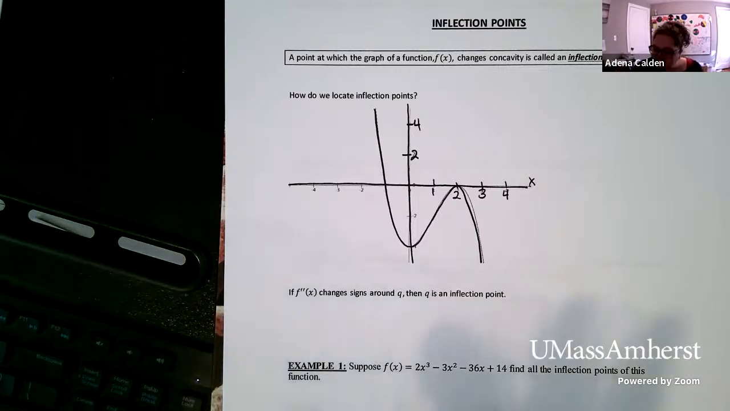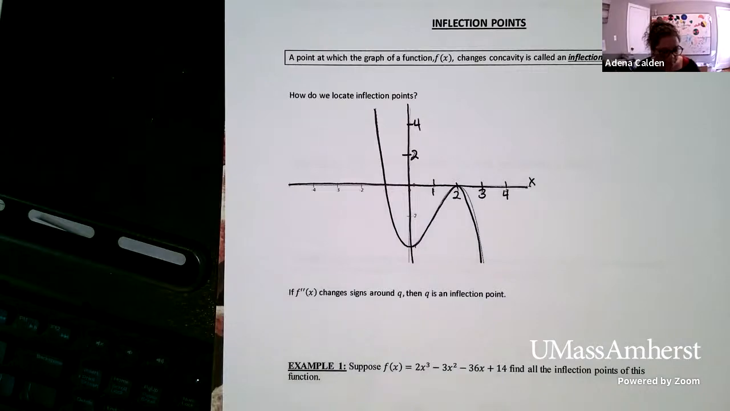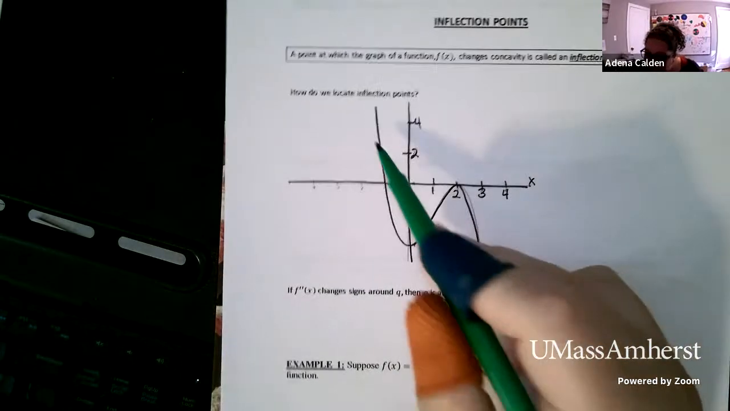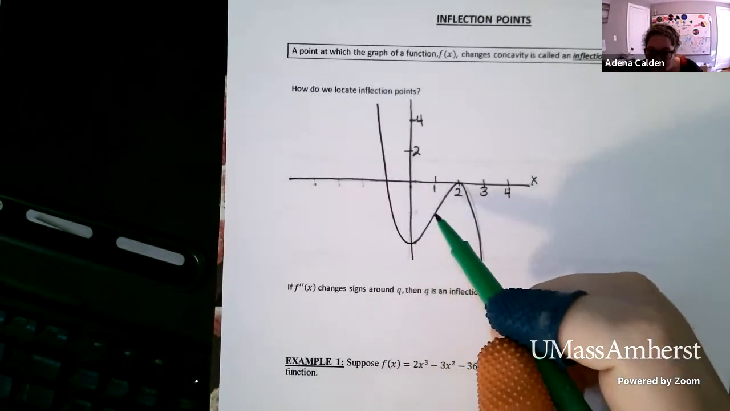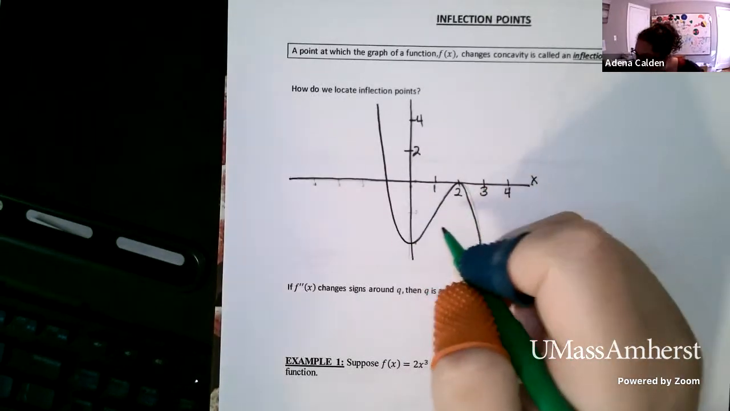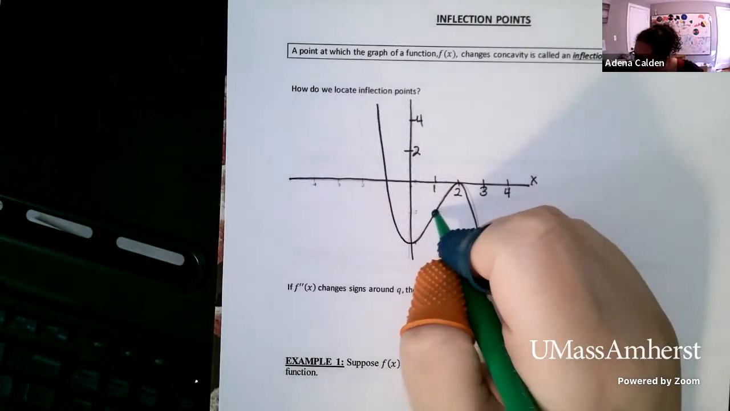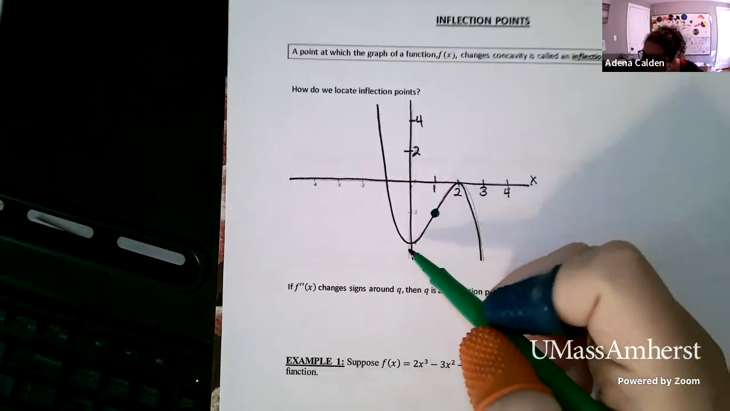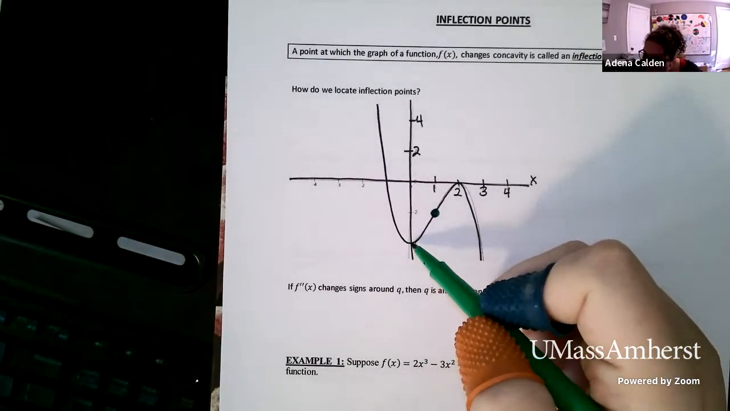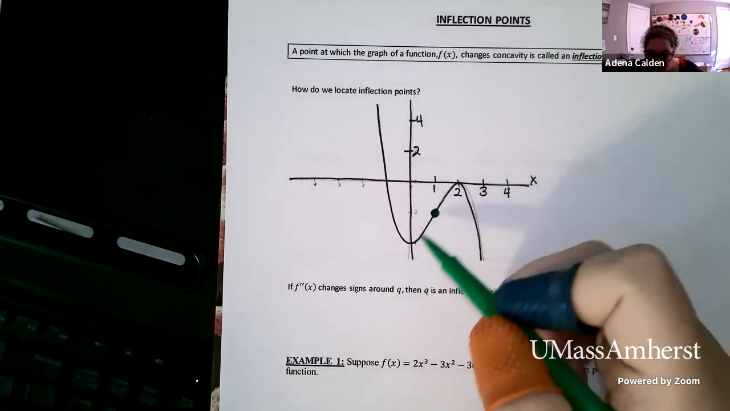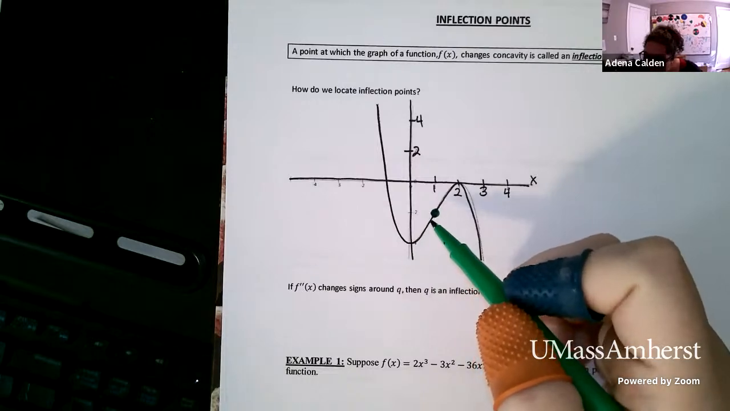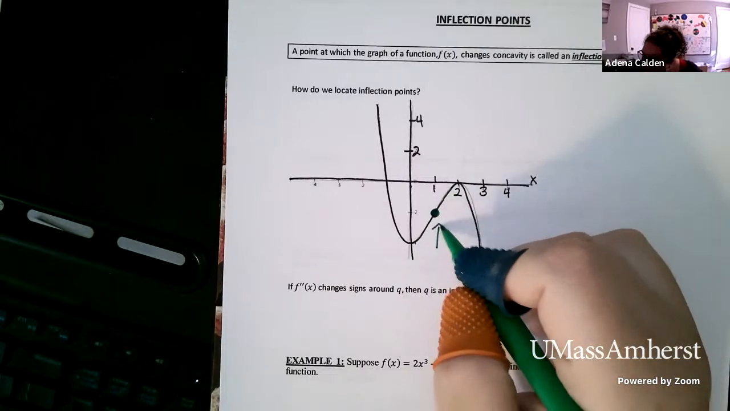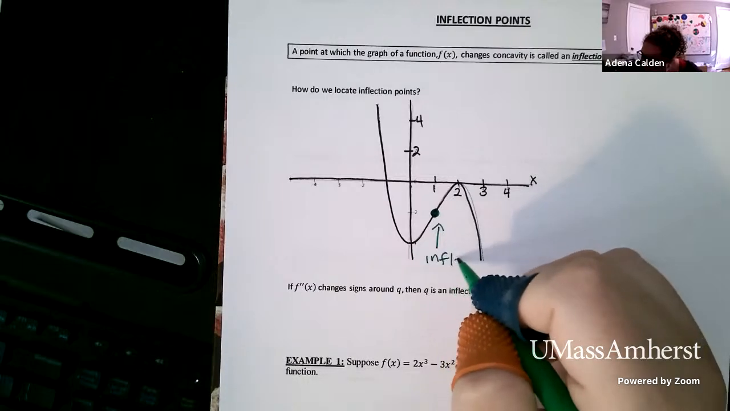So how do we look at this picture and determine where the inflection point is? Well, we're looking for where we change concavity. And so we see that this graph starts concave up and finishes concave down. So we want to approximate the point where we change. So it's roughly halfway between the local minimum and local maximum if we're just sort of eyeballing it. And so this right here is going to be approximately where our inflection point is.